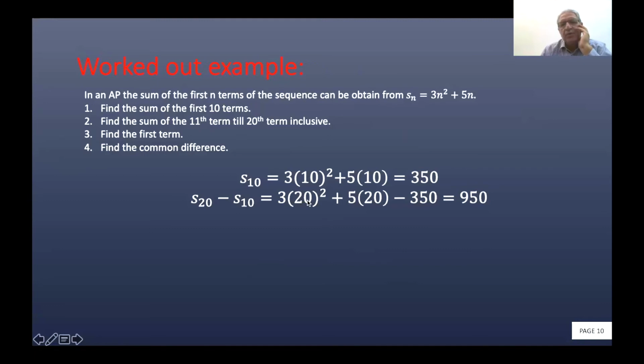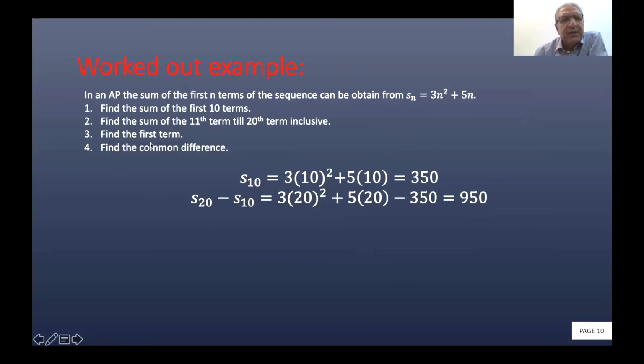Now you substitute only 20 inside this: 3 times 20 squared plus 5 times 20, minus S10. Substituting 10, we have already done, is 350. Calculate this value, you are going to get 950. Okay, we have done this also.